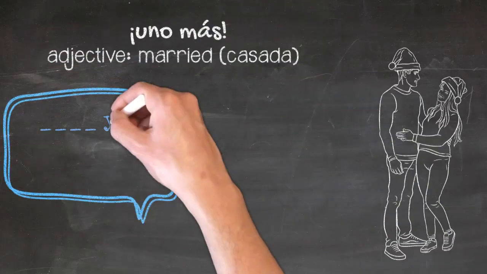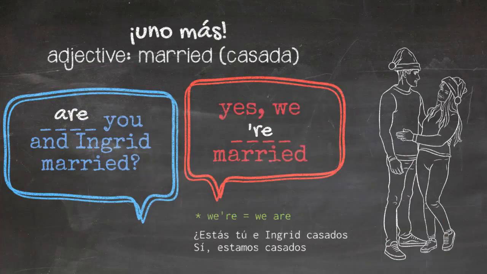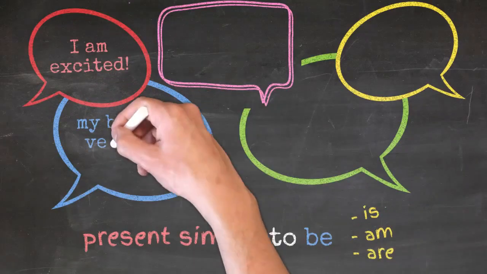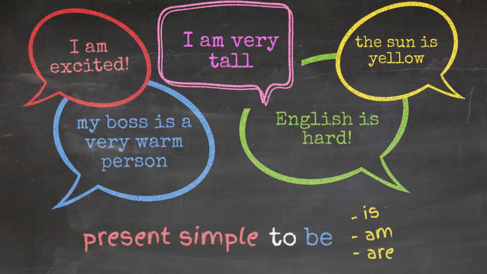Uno más con adjetivo married o casada. Are you and Ingrid married? Yes, we are married. Así es como usamos is, am and are para describir personas y cosas y su estado general y presente.